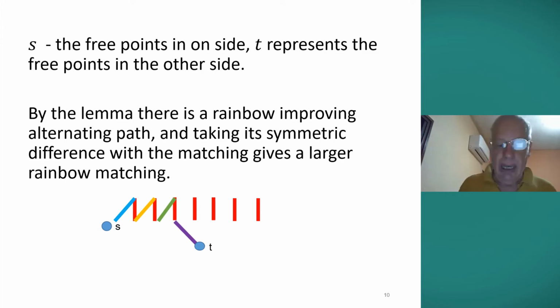At least you could feel that, even if you didn't follow all the details, it's a late hour, this is not a deep theorem. There is an alternating path.